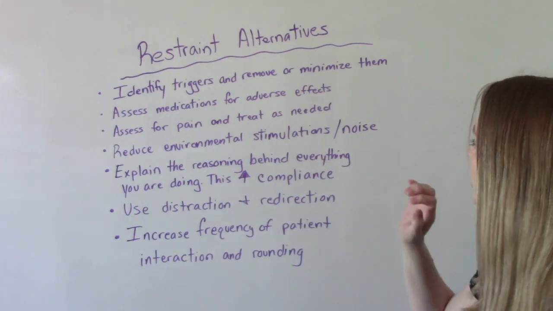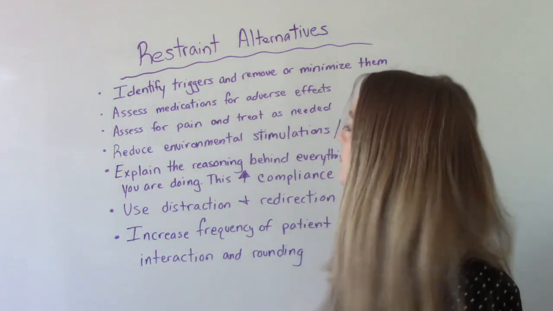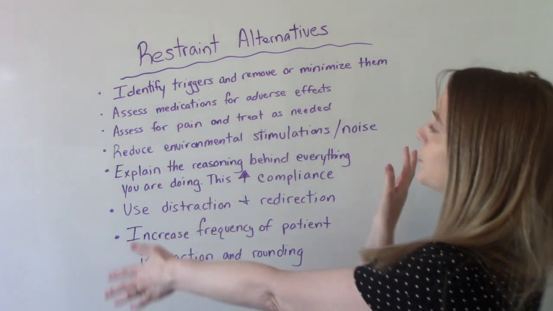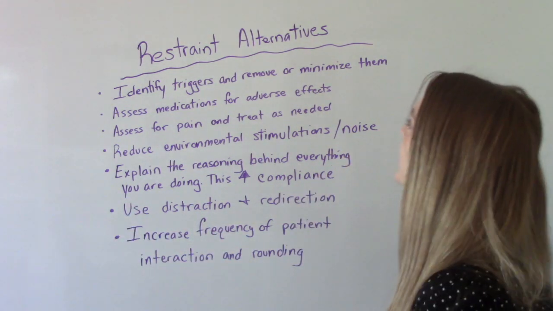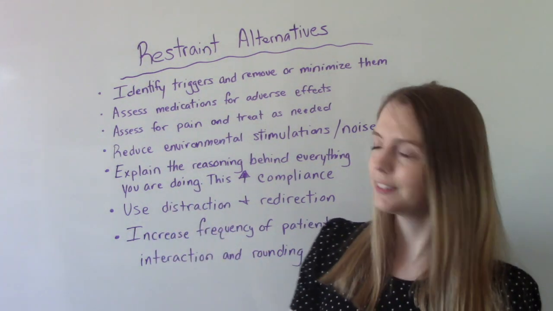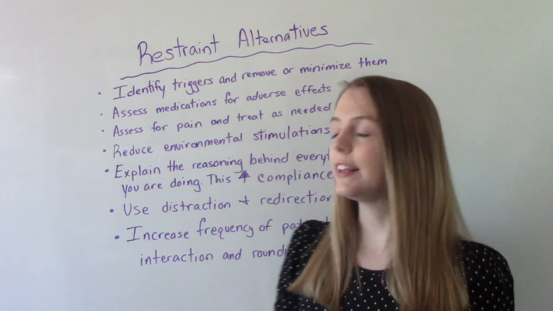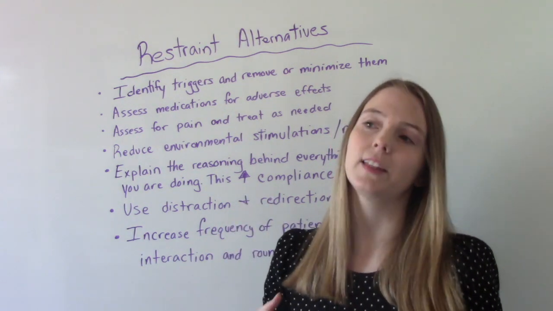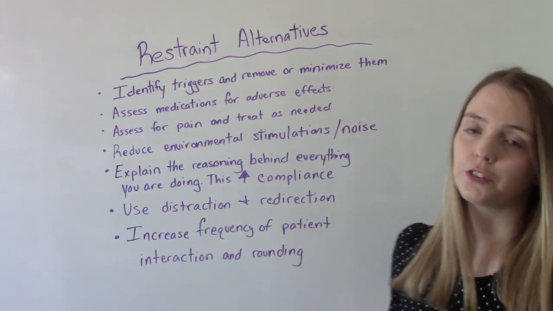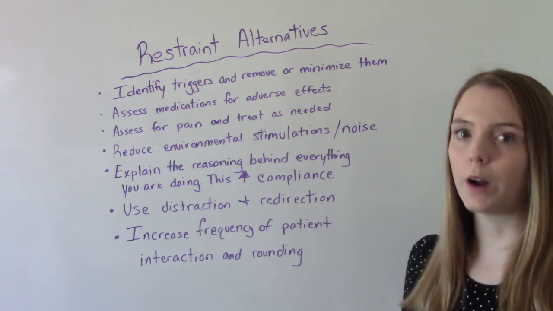Reduce environmental stimulation and noise, because these can be triggers that can trigger those behaviors why someone might need a restraint. Explain the reasoning behind everything you're doing. Now, we should be doing this with all patients all the time anyway, right? But it's very helpful as a restraint alternative because if your patient is in the right frame of mind and you are able to explain things and they're able to understand why you're doing what you're doing, there is an increased chance of compliance and then they won't need the restraints. You can use distraction or redirection for your confused patient. Increase the frequency of patient interaction and rounding.